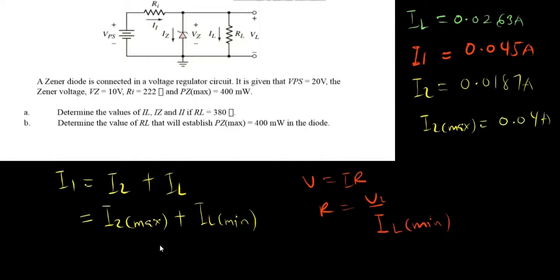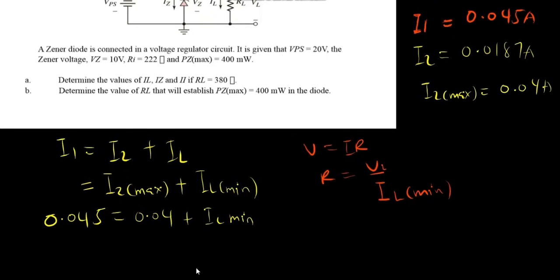So you know the I input to be 0.045. The current from the source doesn't change, since the resistor here is also constant, so I input will always be the same. So 0.045 will be equal to IZ max, and you know IZ max to be 0.04. So that will be 0.04 plus IL minimum. Okay, so that's what we have now.